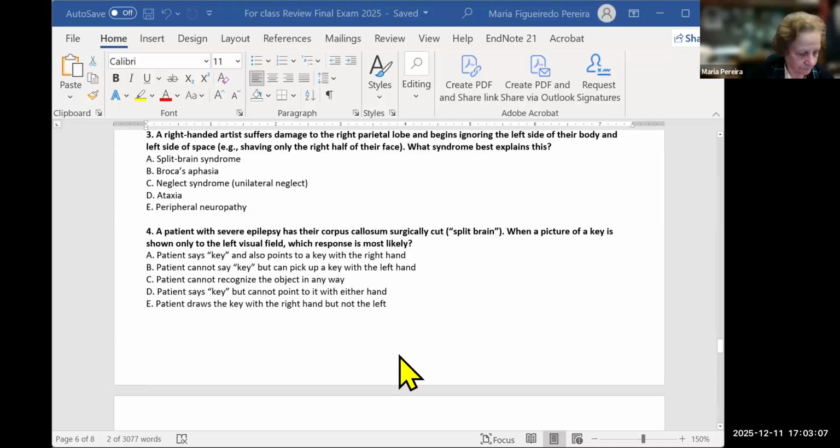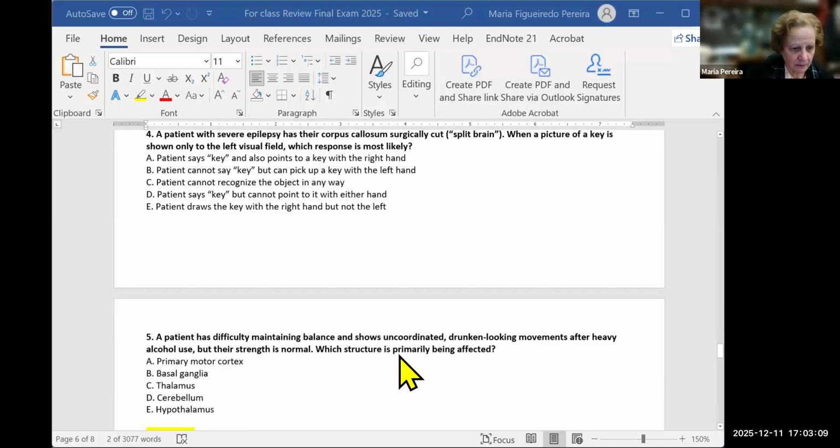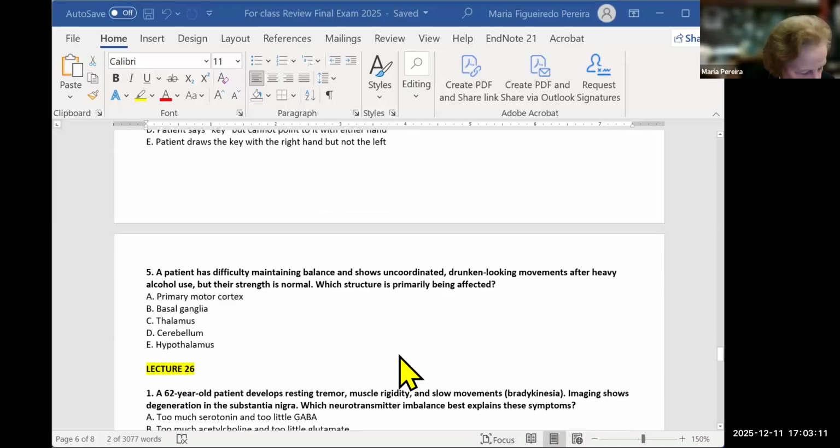Okay. Now here we are. A patient has difficulty maintaining balance and shows uncoordinated, drunken-looking movement. Immediately you know that this is the cerebellum, right? The problem is with the cerebellum. Easy.